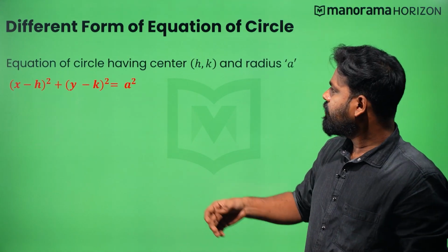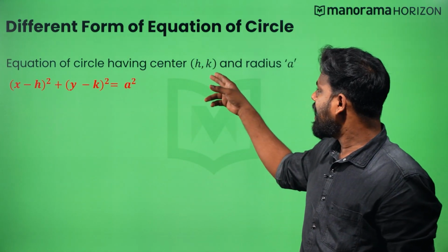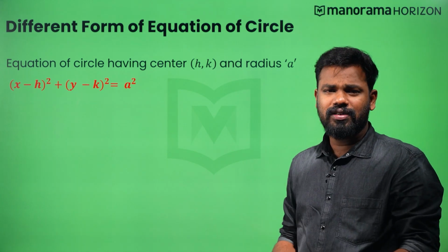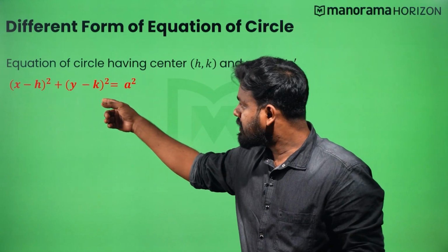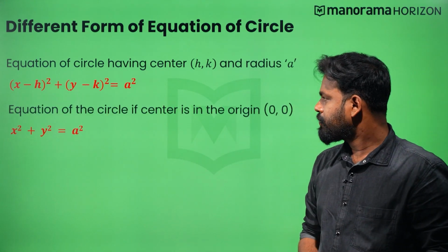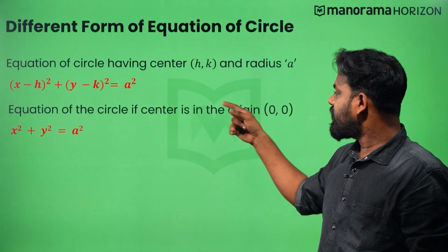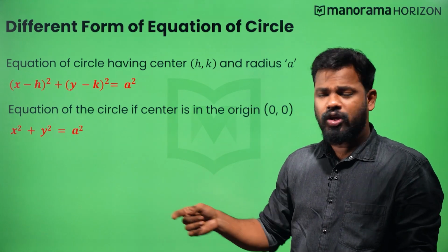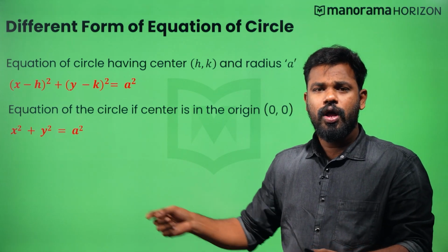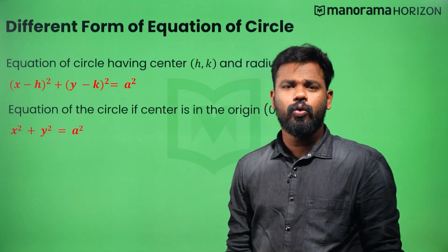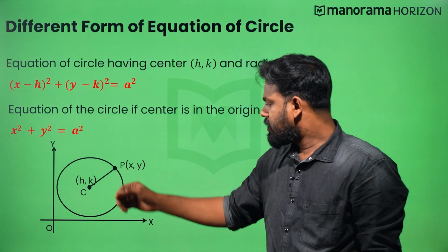So first one, we have equation of a circle having center (h, k) and radius a, the normal one. That is, just now we have discussed that, which is (x minus h) the whole square plus (y minus k) the whole square is equal to what? a square. What is the equation of a circle if center is in the origin? If the center is in the origin, instead of h and k over here, you can simply put what? 0, 0. So you get x square plus y square is equal to what? a square. So that looks like this.